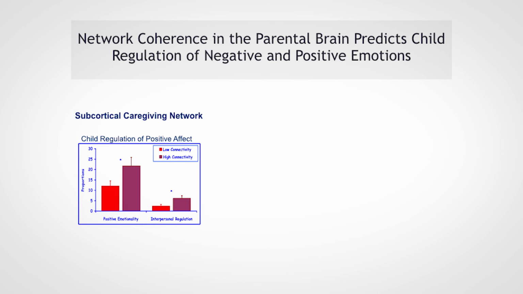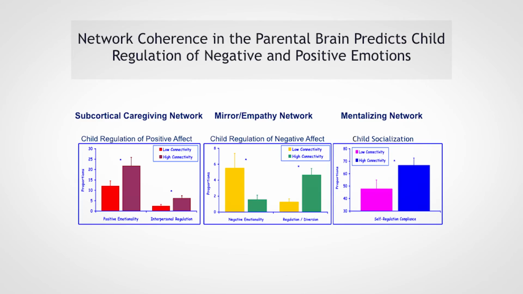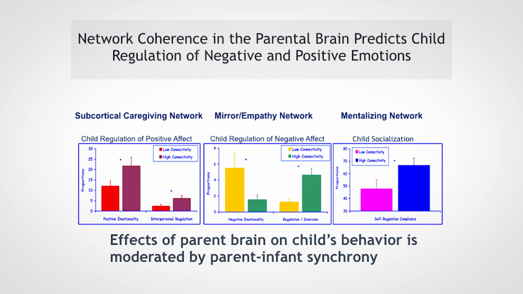And what we found is that children whose parents had greater coherence of the mammalian subcortical unconscious caregiving network had better regulation of positive emotions. Those kids expressed more positive emotions and used the other person to enhance positive emotionality. Children whose parents had greater coherence of the empathy network 3 years before were better able to regulate negative emotions. They expressed less negative affect, and they used diversion tactics to regulate the fear paradigm. Children whose parents had greater coherence of the mentalizing network were better able to express self-regulated socialization.